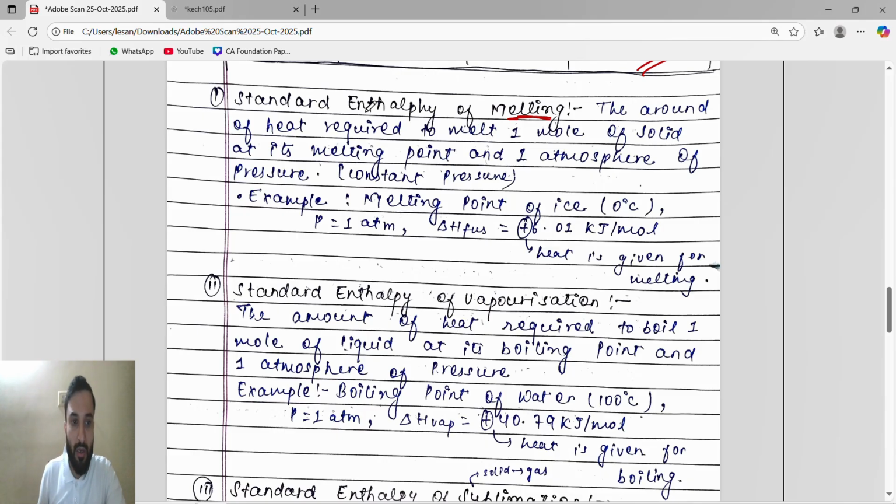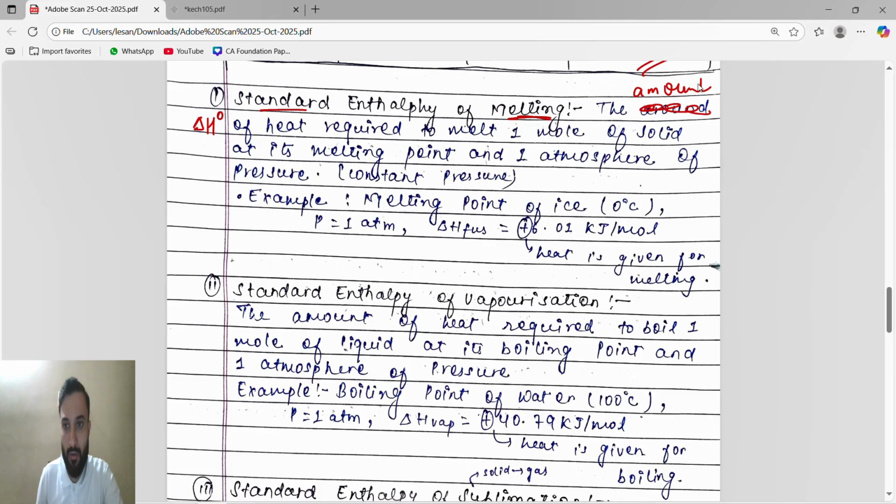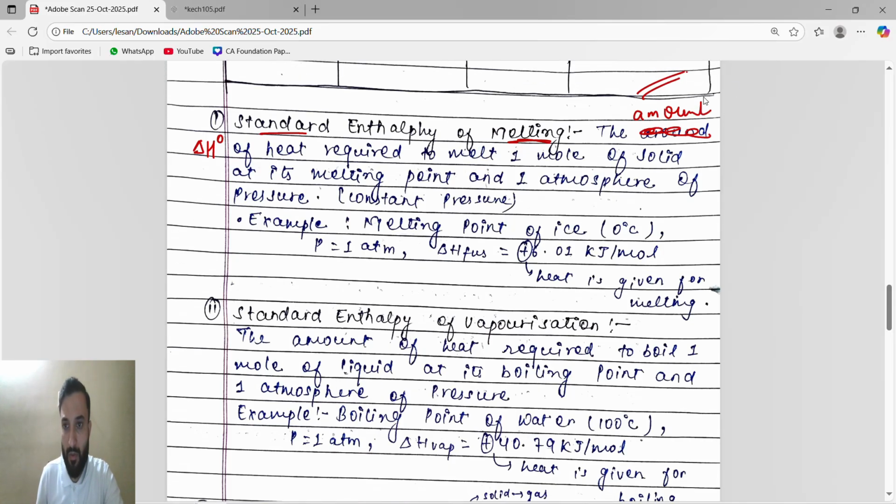Okay, so standard enthalpy means, understand one thing, enthalpy means this, delta H, standard means this I will use, delta H naught. So H naught indicates the standard. Okay, standard enthalpy of melting or standard enthalpy of fusion. So this process is from solid to liquid. So what will happen? This is the amount.